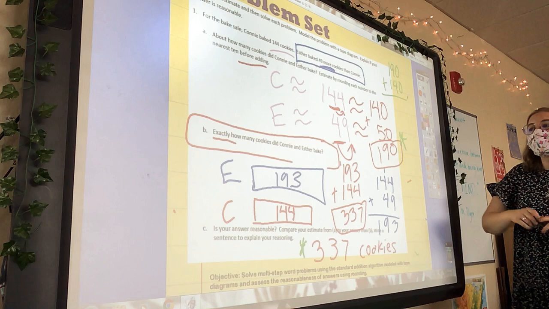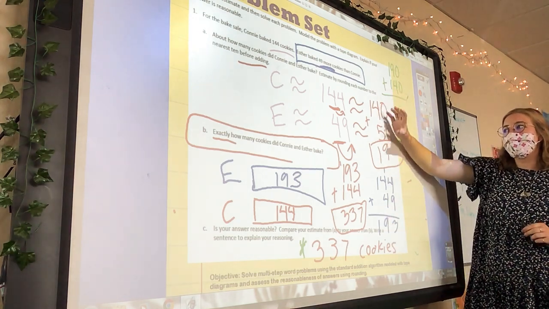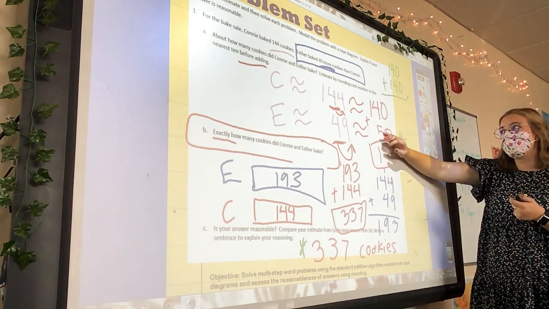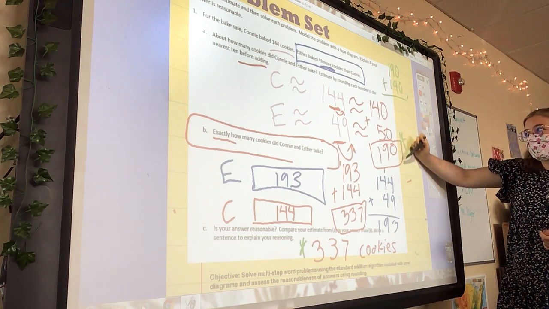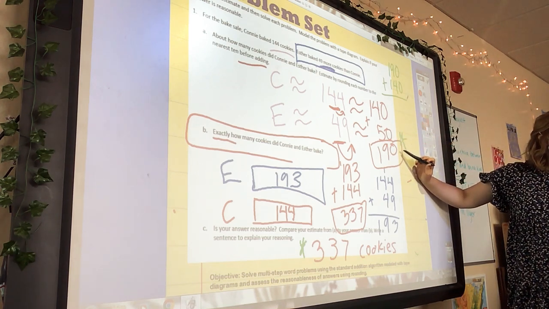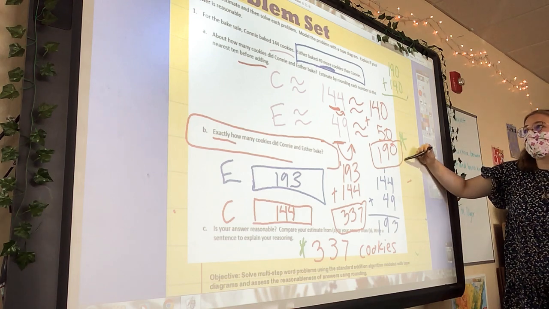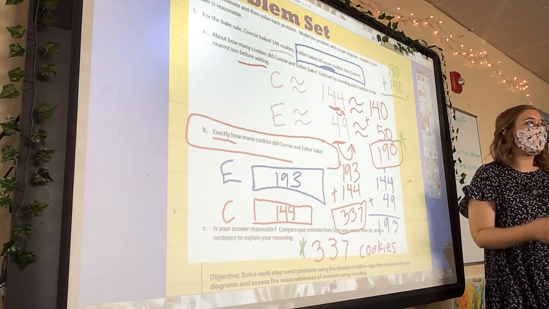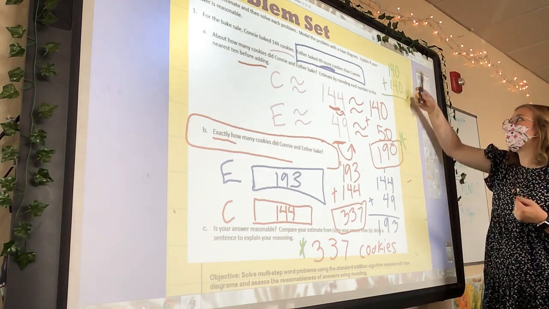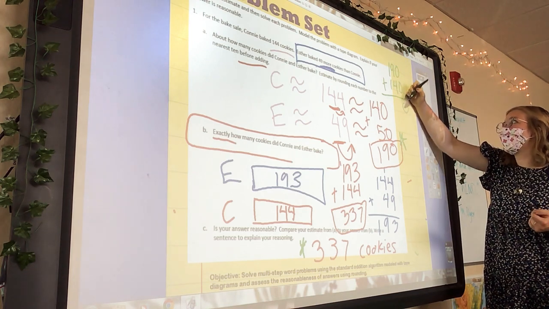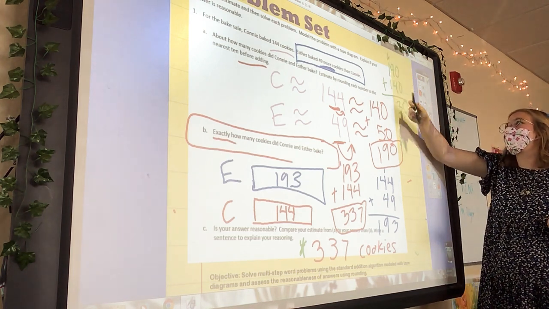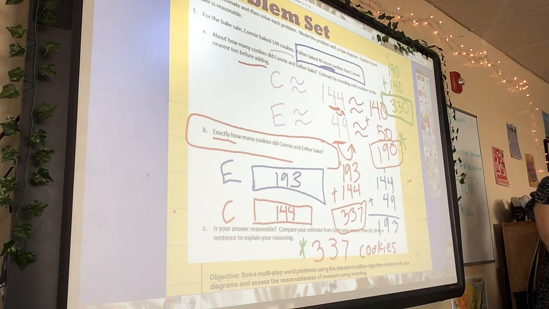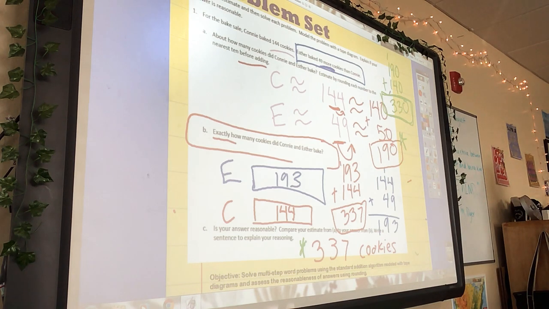But really when we solved it, we had to add Connie's and Esther's numbers together to get Esther's amount of cookies, right? So with our rounded numbers, 140 plus 50 gives us 190, which is Esther's estimated amount. And then if we add Connie's to that, we would get a more approximate number of how many they baked all together, right? So 0 plus 0 is 0. 9 plus 4 is 13. 1 plus 1 plus 1 is 3. Okay? So did we get closer to our actual answer? Yes.